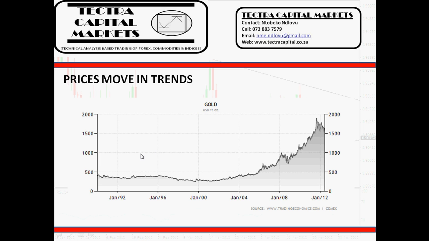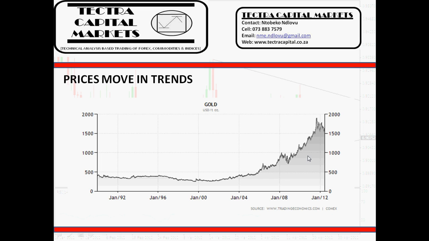This is an example of a trend for gold. You will see that from 1990 to around, say, 2004, the price of gold was basically flat, and after 2004 up until 2012, the prices have been going up quite a bit. In fact, it went up as far as 1900 in 2011, but it since started trending a little bit down again.